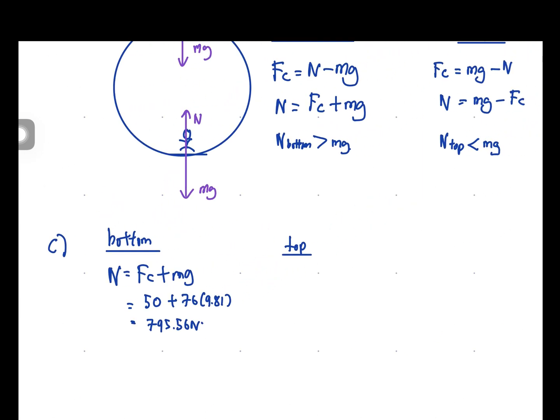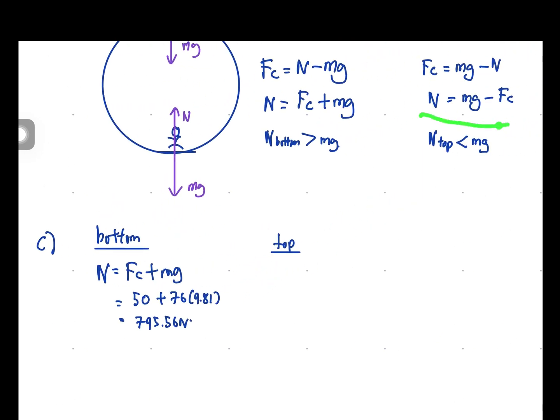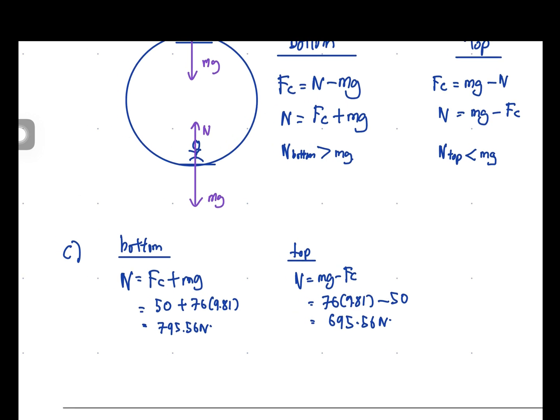At the top, referring to the equation that we derived early on, the normal force will be equal to mg minus the centripetal force. Substitute in the mass, g, minus the centripetal force, which is 50. My value will be 695.56 Newtons. This is the normal force at the top.